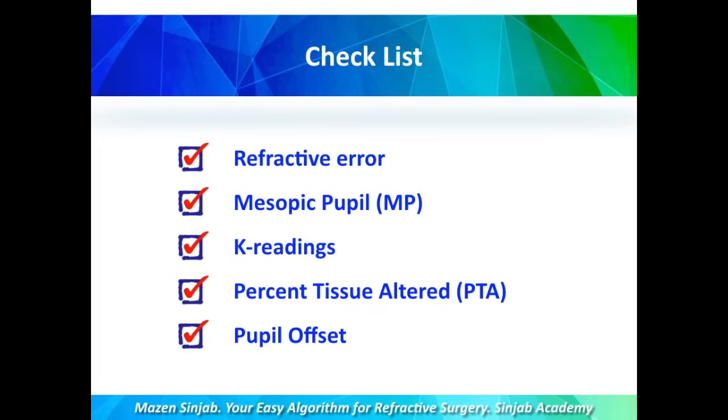Number 4, percent tissue altered, the PTA. The PTA is critical in the calculations for LASIK in order to keep the LASIK on the safe side. Number 5 is pupil offset. It is very important when we have a plus component in the refractive error or minus astigmatism higher than -2.